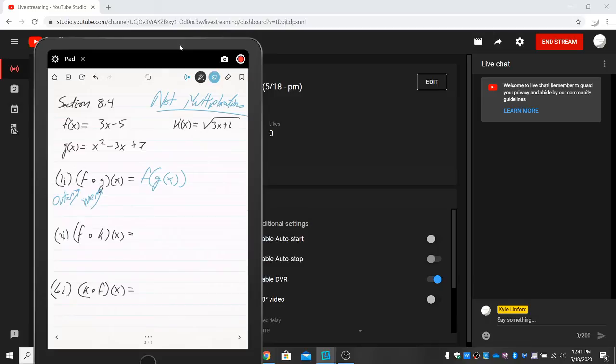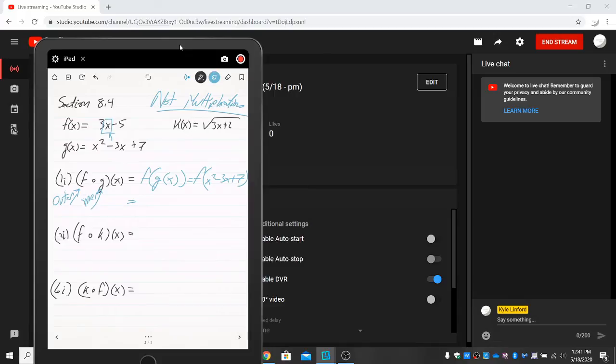Okay? G is the inner, f is the outer. So I'm saying take that whole function f, and I want you to plug in what g is. G is x squared minus 3x plus 7. So every time you see an x in the function f, plug this into it.